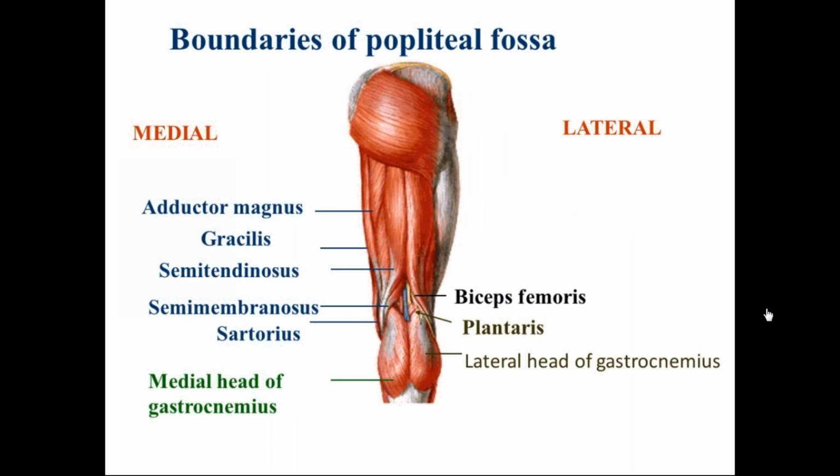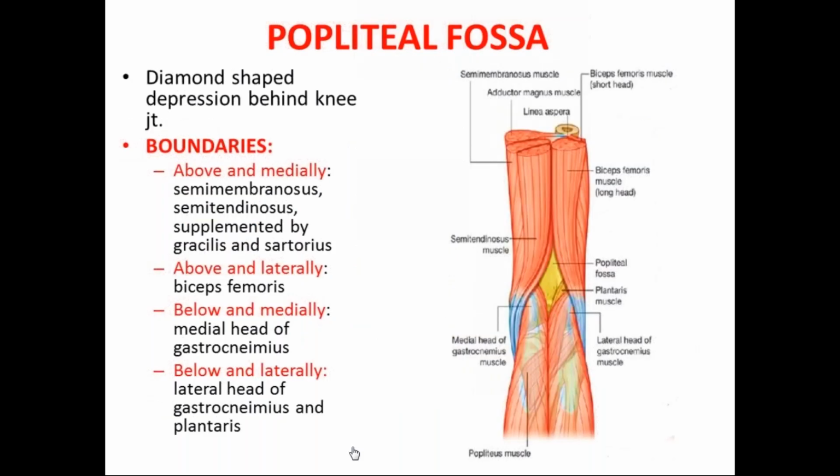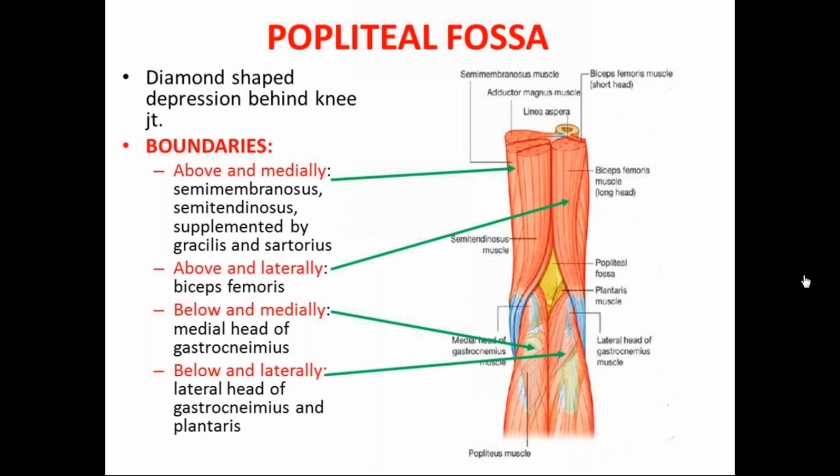This diagram again is showing the boundaries of popliteal fossa. So if we summarize the boundaries of popliteal fossa, above and medially, it is bounded by the semimembranosus and the semitendinosus muscle, supplemented by the gracilis and the sartorius muscle. Above and laterally, it is bounded by the biceps femoris. Below and medially, it is bounded by the medial head of gastrocnemius. Below and laterally, it is bounded by the lateral head of gastrocnemius, supplemented by the plantaris muscle.